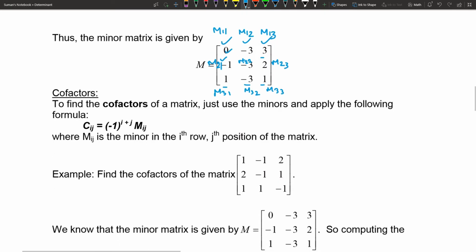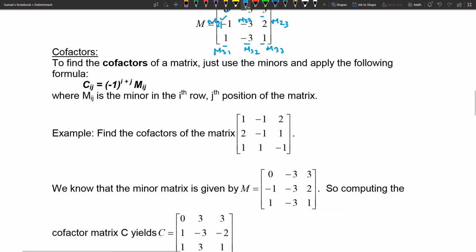Let's check with the next topic, that is how to find, or what is the meaning of, the cofactors of a matrix. Now to find the cofactors of a matrix, just use the minors. That means the minor matrix is a necessary thing, and apply the following formula. That means Cij, that is the elements of the cofactor matrix, is equal to minus 1 to the power i plus j, that means row plus column, into the minors.